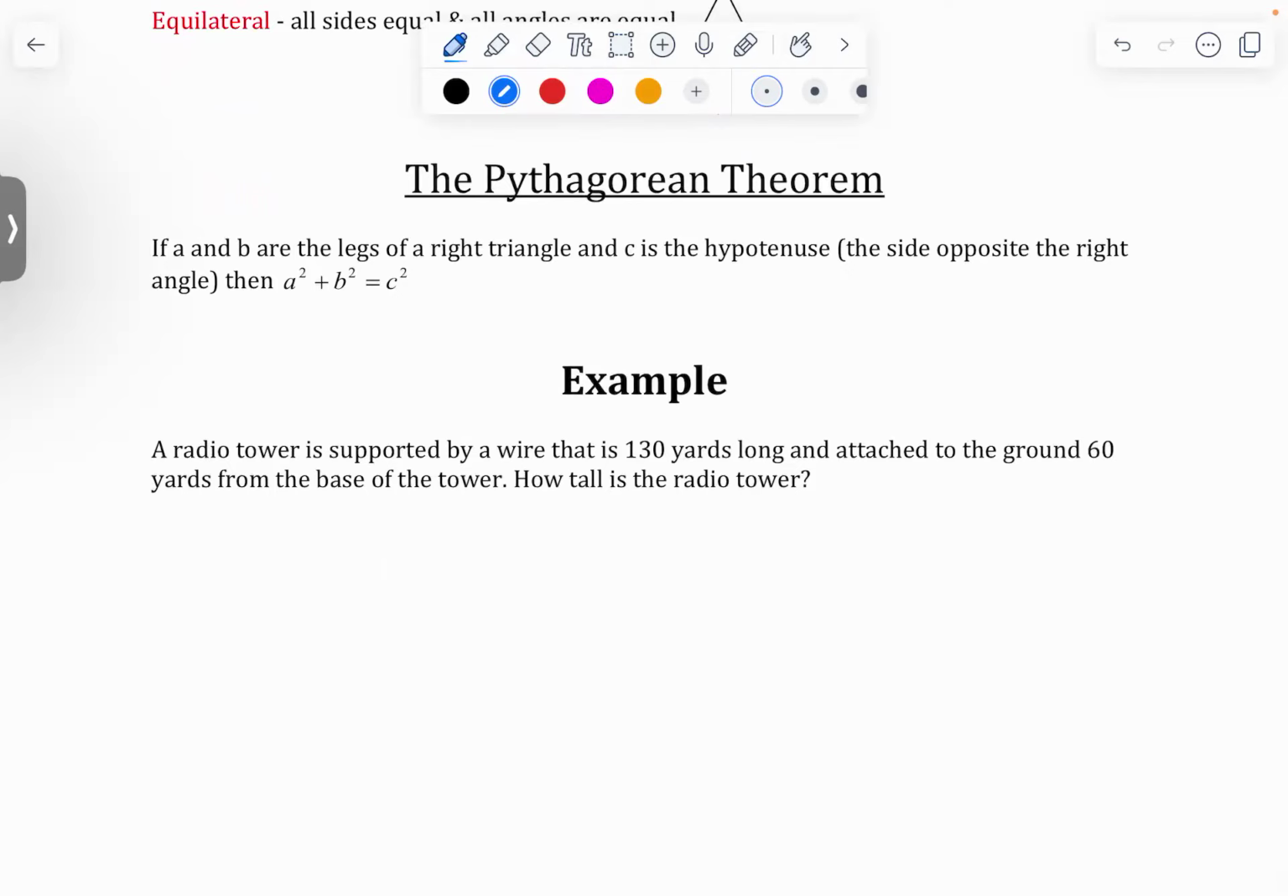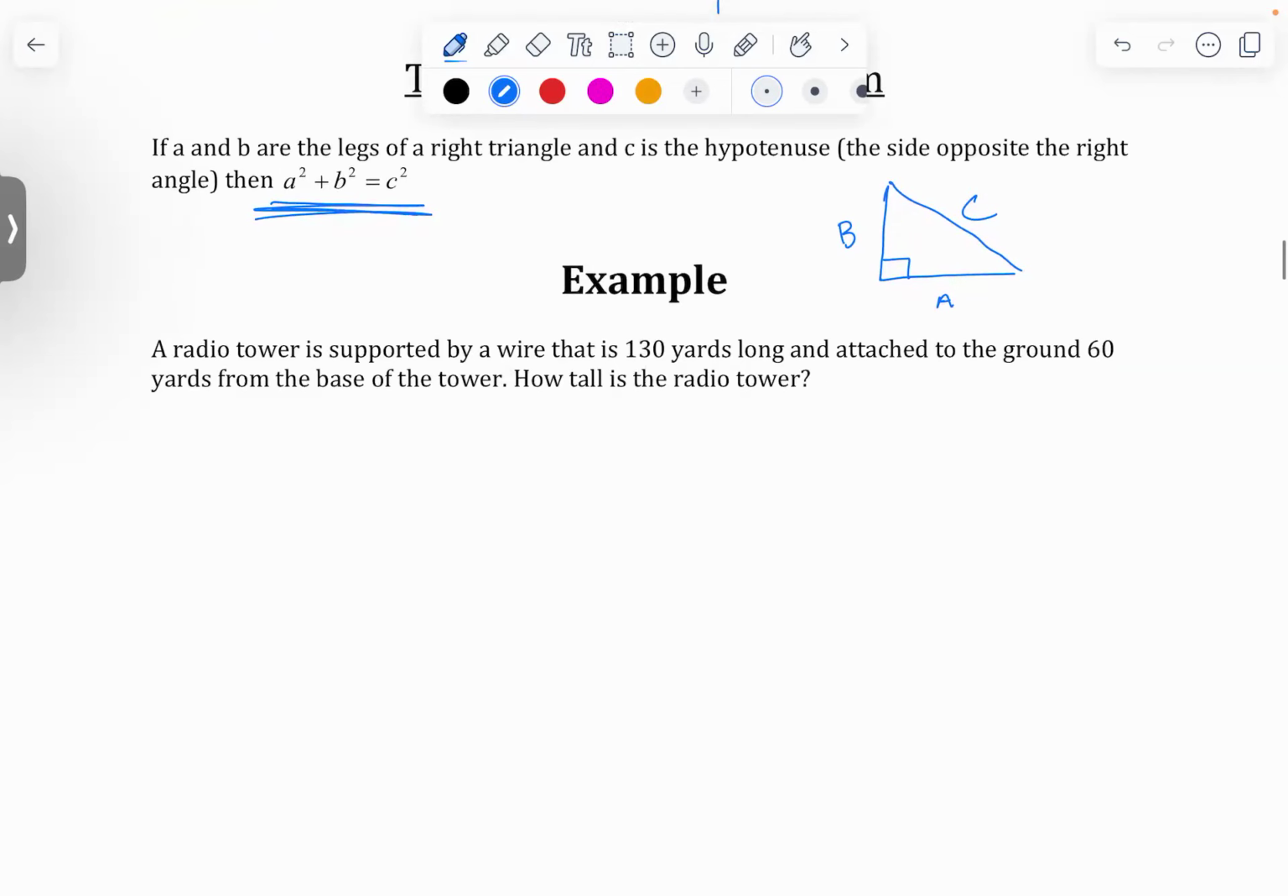Without a doubt, the biggest theorem in all of geometry is the Pythagorean theorem. A squared plus B squared equals C squared. If you have a right triangle, the sum of the squares of the legs equals the square of the hypotenuse, the side across from the right angle. Pythagorean theorem is very, very commonly used.